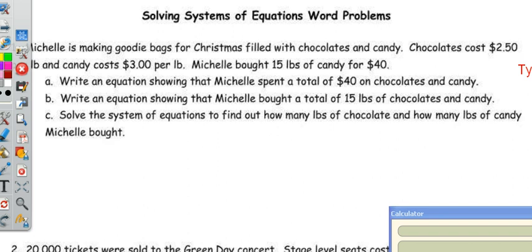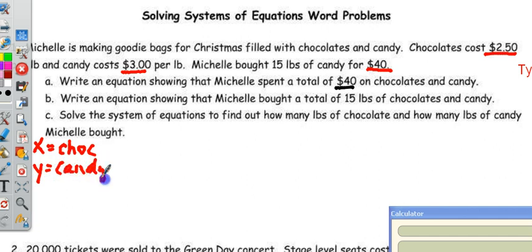All right, the first thing it asks us to do is write an equation showing that Michelle spent a total of $40. All right, she spent $40, so that's important. But the way she spent $40 was she spent $2.50 on chocolate and $3 on candy. We need some variables here. So since candy and chocolate both start with C, I'm just going to go ahead and use X and Y. I'm going to call X chocolate, and I'm going to call Y candy. So you got to know what your variables are representing when you're done at the end.